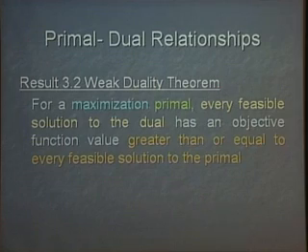The weak duality theorem is as follows. If the primal is a maximization problem, every feasible solution to the dual has an objective function value greater than or equal to that of every feasible solution to the primal. Now let us try to explain the weak duality theorem by considering an example.